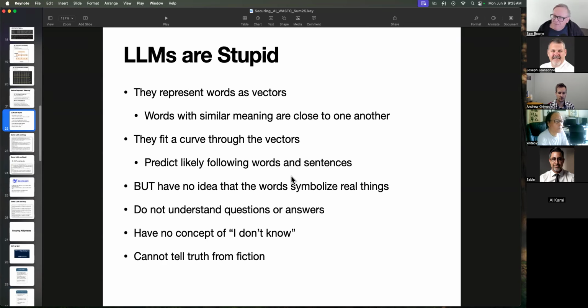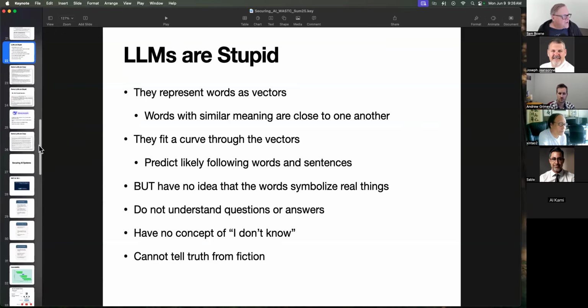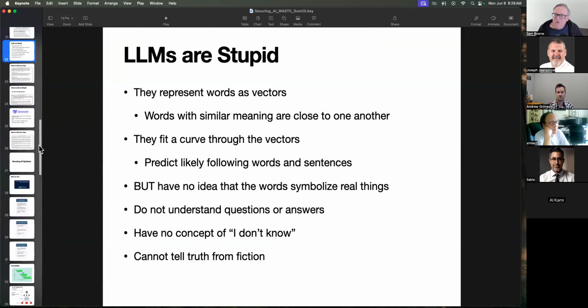So they don't understand the questions, and therefore they don't know whether they know the right answer or not. They don't understand what they're saying. So if you ask for something and they don't know the answer, they will still make up a plausible sounding answer because they have no idea what they're saying. There's no concept of truth, no concept of fiction. This is often misrepresented in the press as them being evil and plotting against us or something. The truth is much simpler. They have no idea what they're saying. They're just playing a mathematical game with these numbers that represent words.